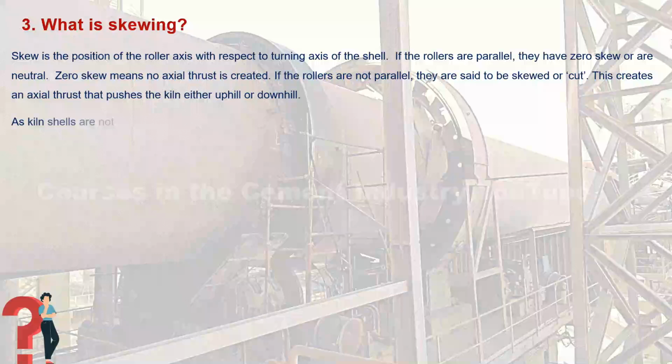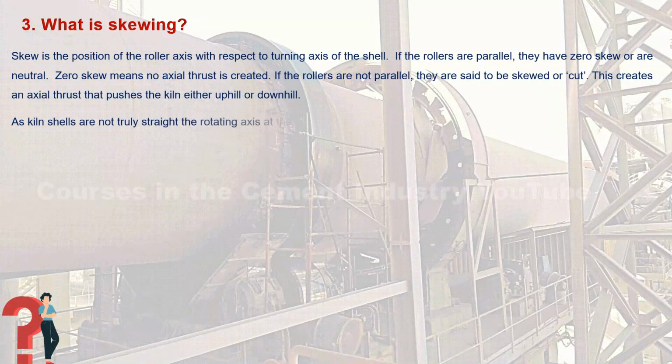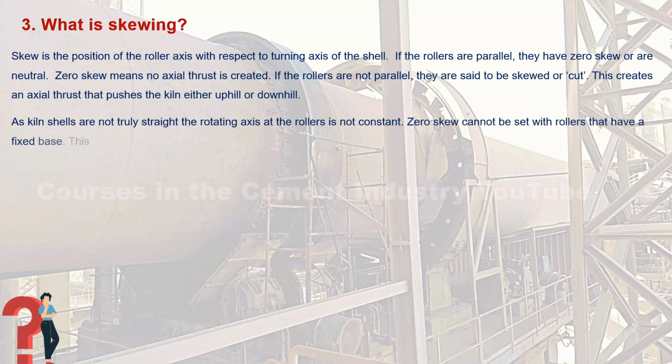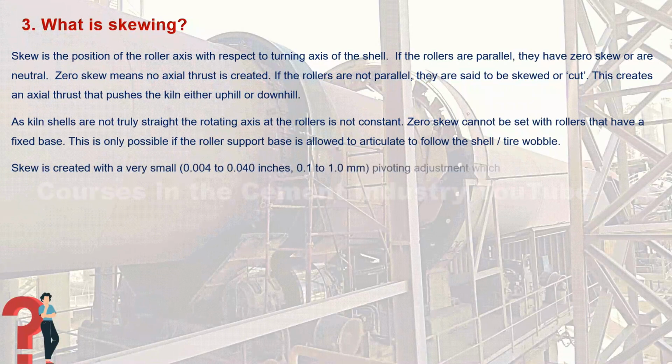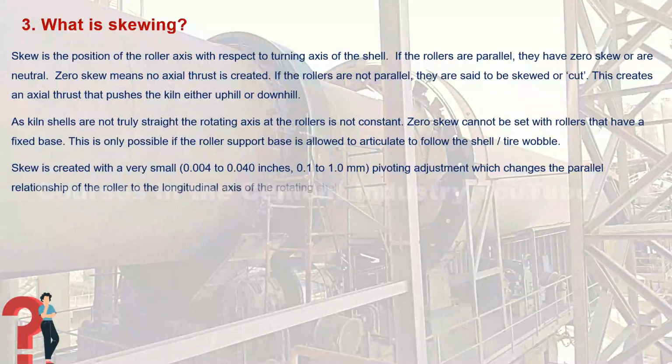As kiln shells are not truly straight, the rotating axis at the rollers is not constant. Zero skew cannot be set with rollers that have a fixed base. This is only possible if the roller support base is allowed to articulate to follow the shell tire wobble. Skew is created with a very small, 0.1 to 1.0 mm, pivoting adjustment which changes the parallel relationship of the roller to the longitudinal axis of the rotating shell.